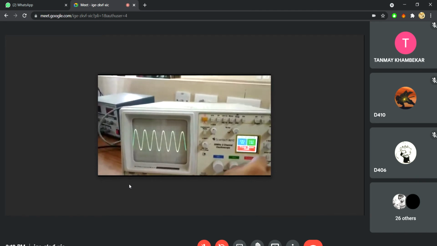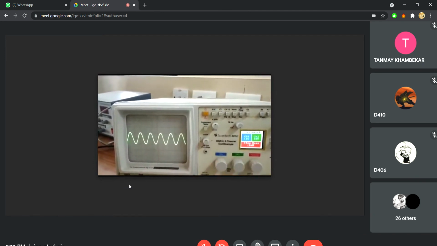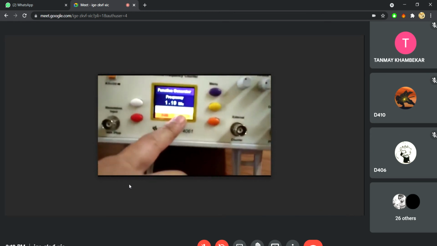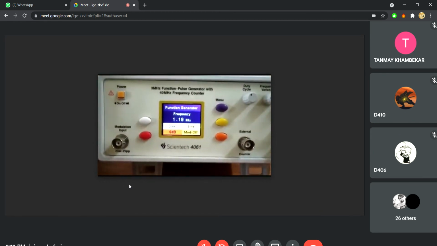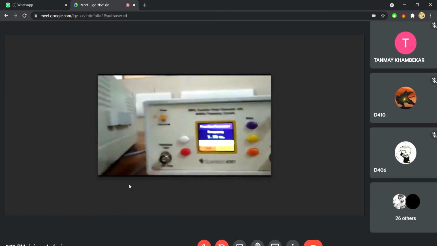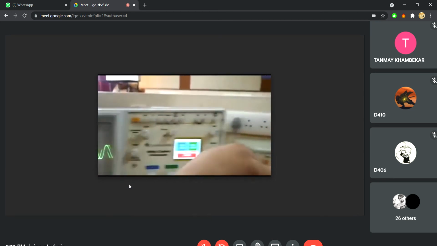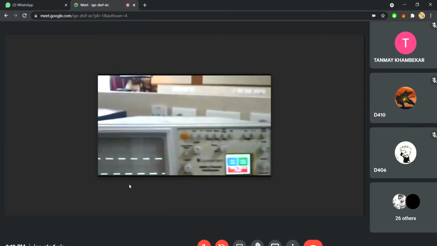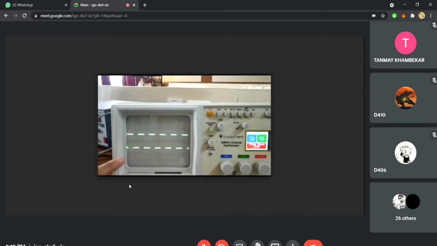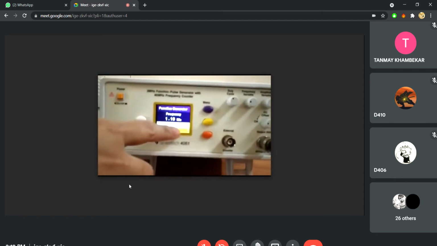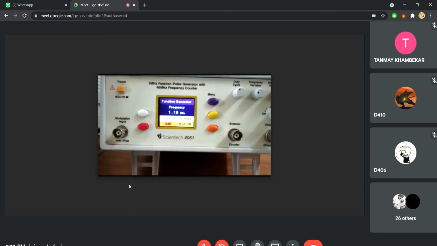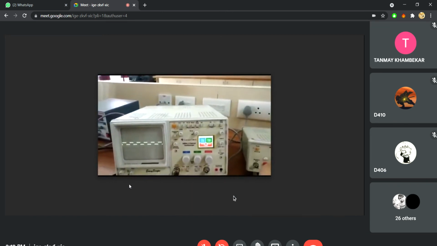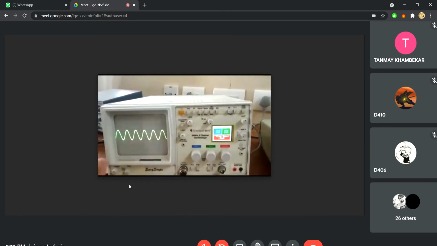So just see, here it is mentioned sine, and you can see there is a sine wave. I press this button, and it has generated a square wave. Here you can see there is a square wave. I press this button, and it is a triangle wave, so it will show me a triangle. Likewise, I'll bring this back to the sine wave now. So there's a sine wave.